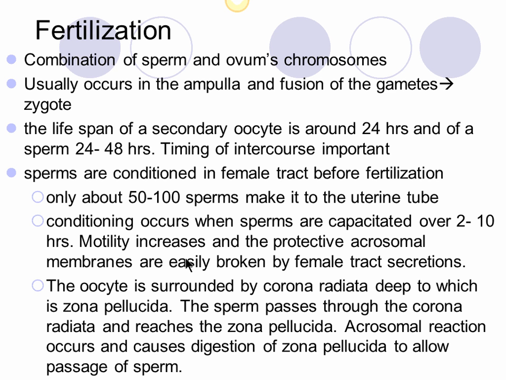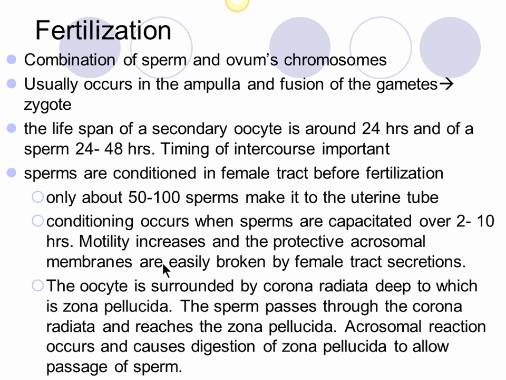Also, the sperms achieve maximum motility in the female reproductive tract. Remember that the epididymis was where they were maturing, where they were getting their motility. But absolute motility is achieved in the female reproductive tract through a process known as conditioning. In conditioning, certain changes occur in the sperms over a period of a few hours.